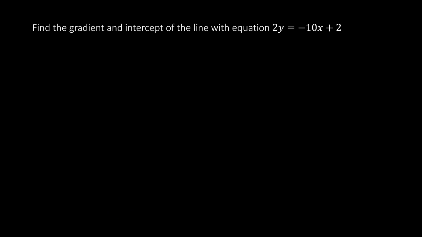This is another question. In this question also, we are asked to find the gradient and intercept of the line with equation 2y equals negative 10x plus 2. Let me rewrite the equation. We have 2y equals negative 10x plus 2. And we have the equation of the straight line to be y equals mx plus c. If you look at these two equations, you see that they don't exactly look alike like what we had in the previous example.